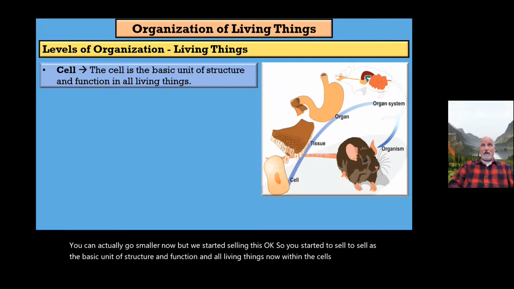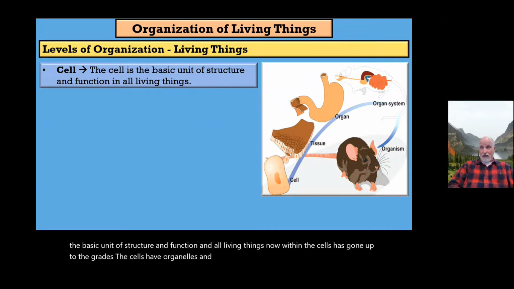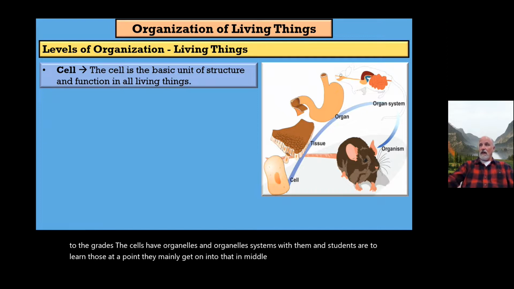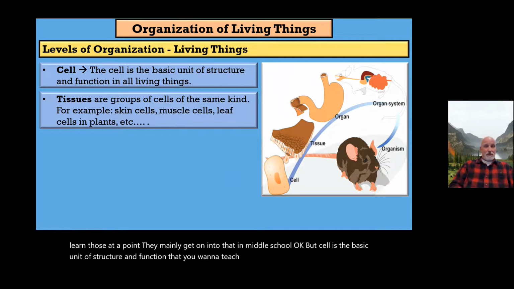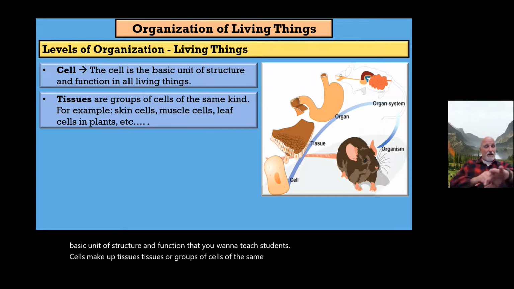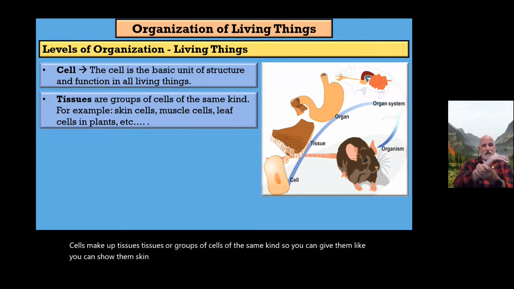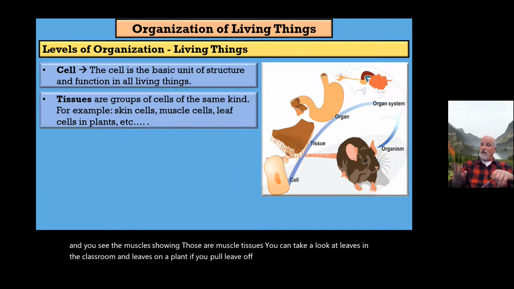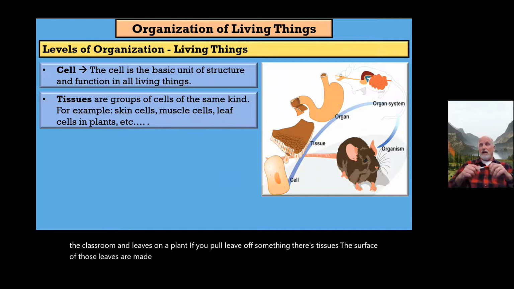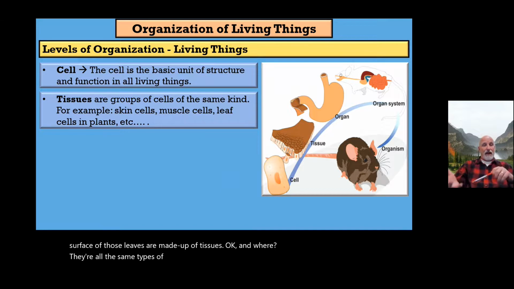Now, within the cells, as you go up through the grades, the cells have organelles and organelle systems within them, and students learn those at a later point. They mainly get into that in middle school. But the cell is the basic unit of structure and function that you want to teach students. Cells make up tissues. Tissues are groups of cells of the same kind. You can show them the skin. Skin's a tissue. You have muscle tissues, like when you cut and you see the muscle showing. You can take a look at leaves on a plant in the classroom. If you pull a leaf off, there are tissues. The surface of those leaves is made up of tissues, where they're all the same types of cells in that layer on that leaf.